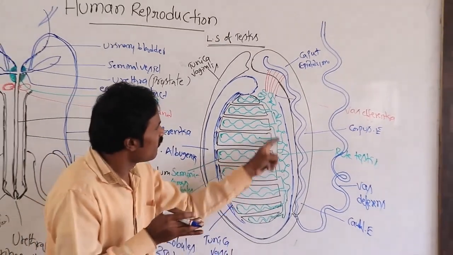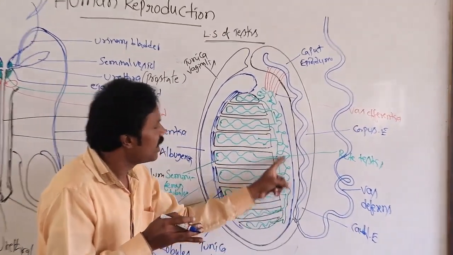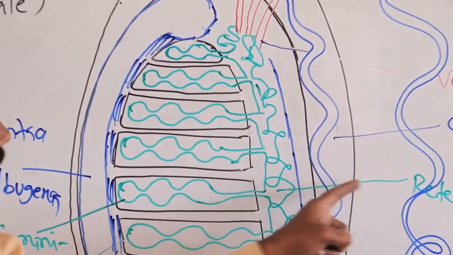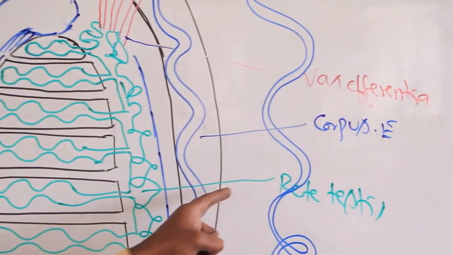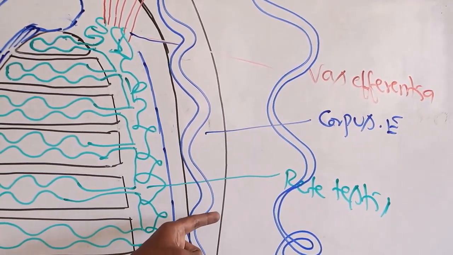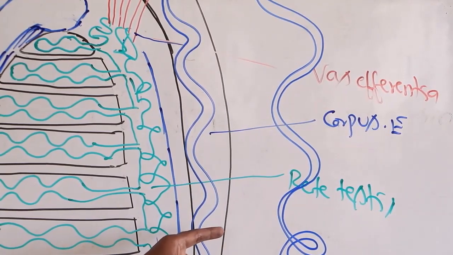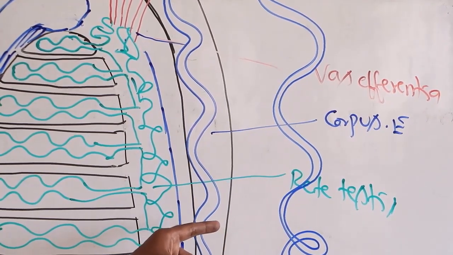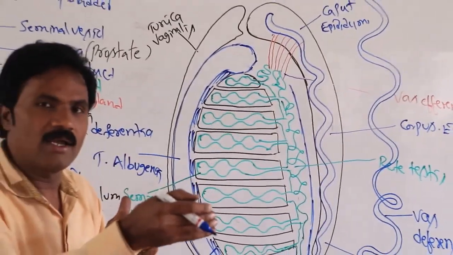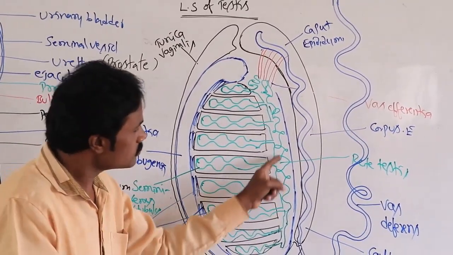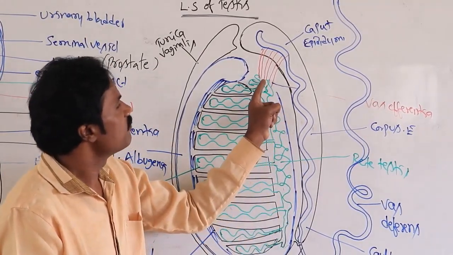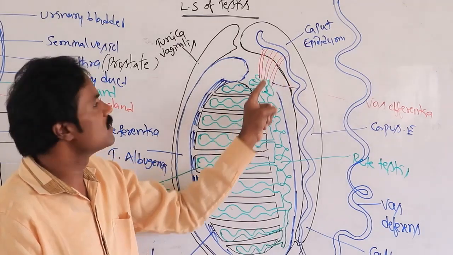It forms a network-like structure, all this green color, that we call the rete testis. So, from which part does the rete testis arise? From the seminiferous tubules. All the seminiferous tubules get together, and at their end they form the rete testis. The rete testis is connected with the epididymis.